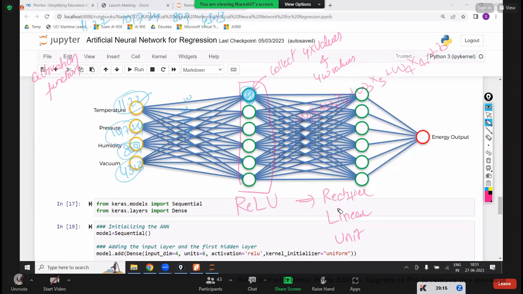ReLU, what it will do means rectifier. Rectifier means first it will calculate the entire value, that is sigma Wi xi plus B. After calculating this one, if the total value, sigma Wi xi plus B, is negative, the output of this neuron is going to be 0. It will give us 0. All the negative values will be rectified to 0. If it is not negative, if sigma Wi xi plus B is a positive value, it is going to send that positive value outside. This is called processing.